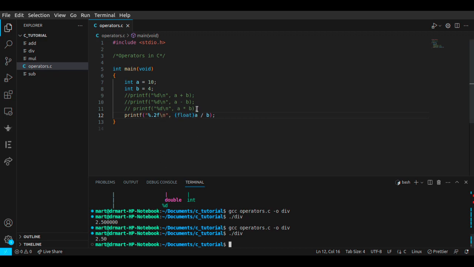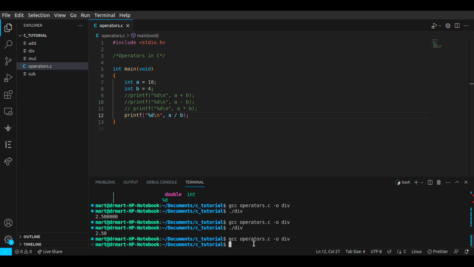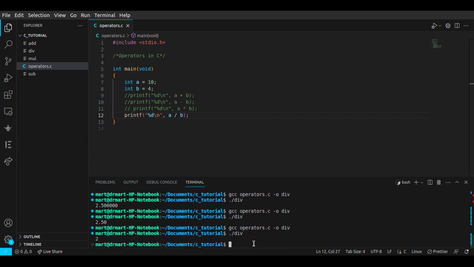Okay, so I just want to revert back a little bit so that we can understand the modulus. So I remove this, and then I take this out. I change this back to D, so we deal with integers. So now, if I compile again and run the code, we are back to 2. So guys, if you do 2 times 4, what you get is 8. So that means 10 minus 8, 2. So that means we have a remainder of 2.